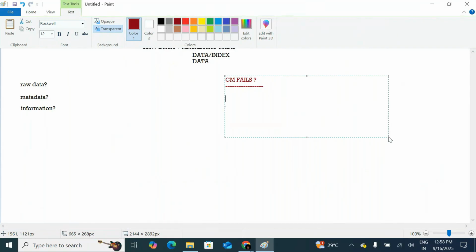Is data searchable? Data still searchable, sir? Very important information. Data is still stored. Data will be stored without interruption.